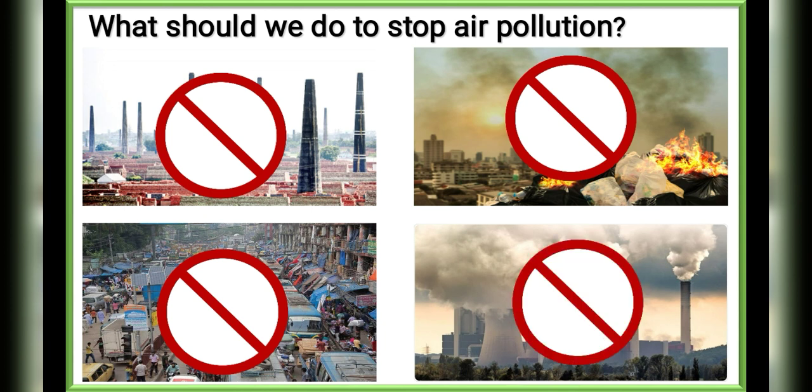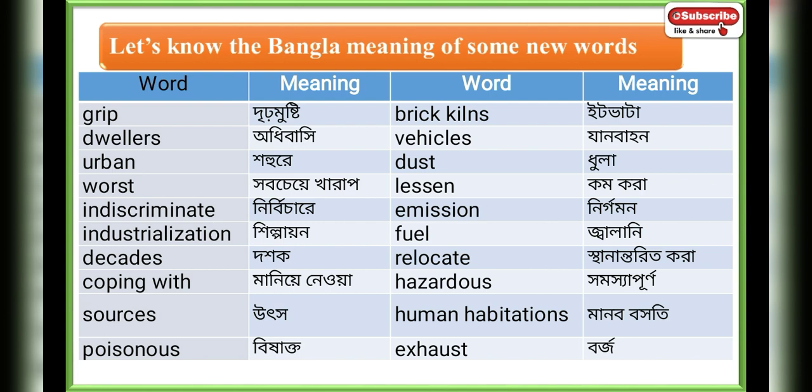I think you have a clear idea about air pollution, its causes, and what we should do to stop air pollution. Now it would be very easy for you to make any type of writing or gather any type of information about air pollution. So let's see some word meanings in Bangla. We have found some good words or unknown words. Let's see the meaning of those.